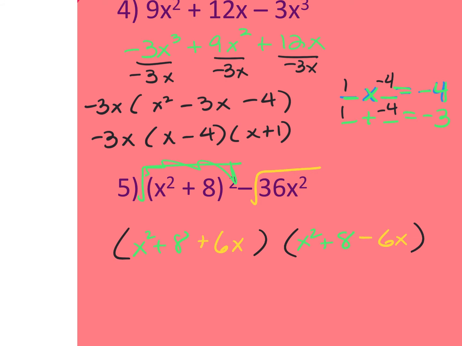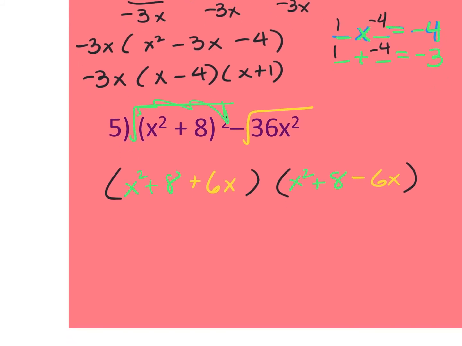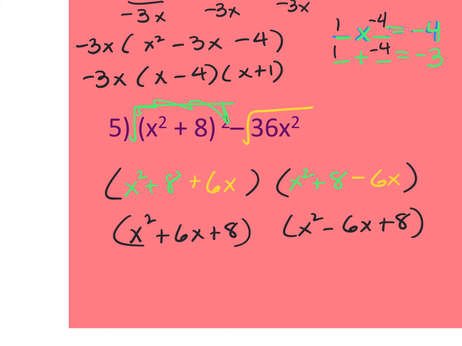And now what I need to do is rearrange this so I can keep factoring. So I'm going to go ahead and put it in standard form. X squared plus 6x plus 8. X squared minus 6x plus 8. I've now produced two trinomials that I can keep factoring. So I'm doing what I did yesterday.